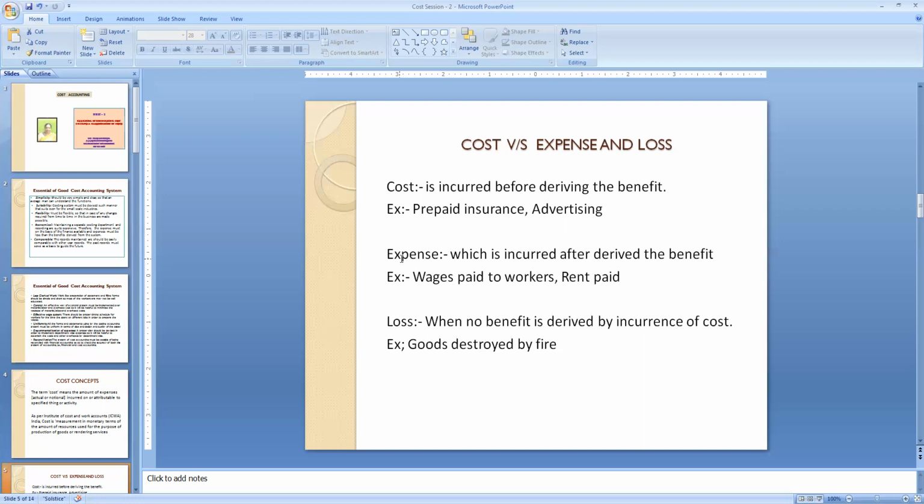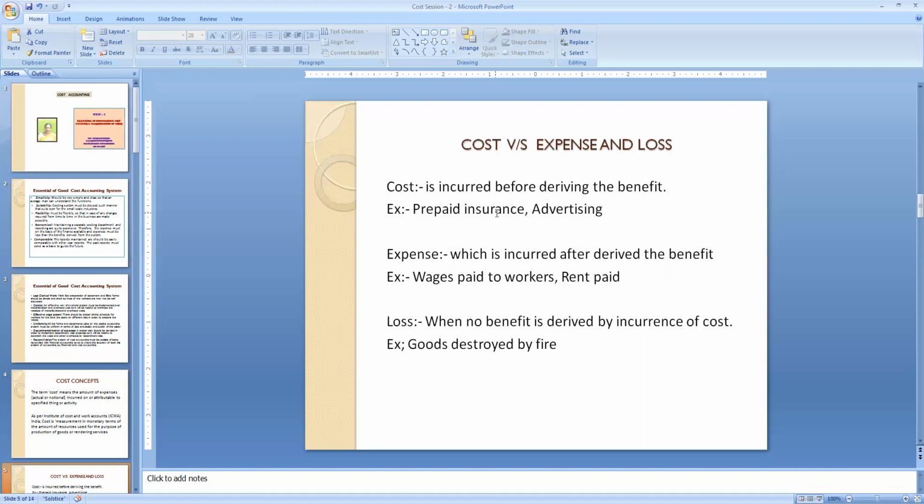But in case of expense, what do we call an expense? An expense is also a type of cost, which is incurred after deriving the benefit. After getting the benefit, we pay. It is, for example, wages paid to the workers. After the workers work only, we pay the wages. That is called an expense. After availing the benefit, as a tenant in that particular home, rent will be paid. Rent paid becomes an expense. It is not called a cost.